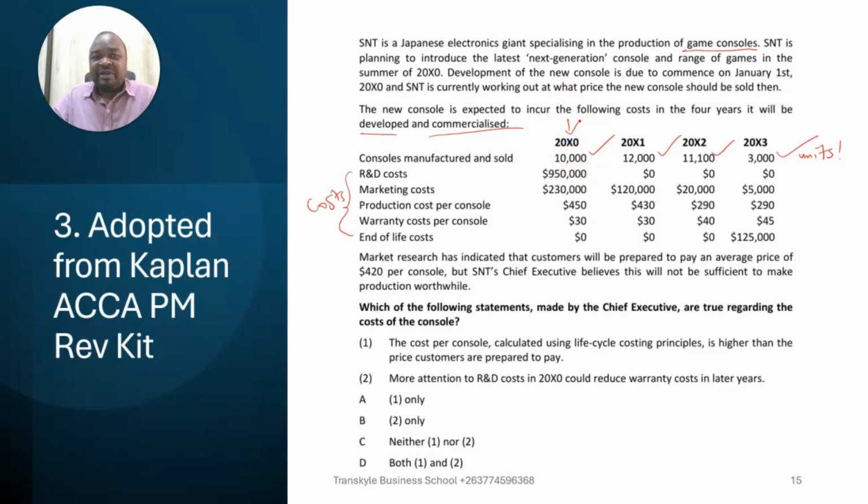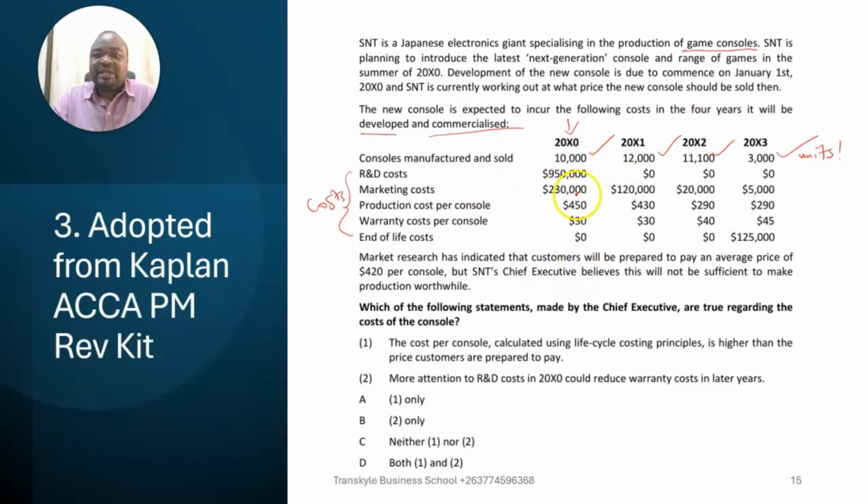In the pre-launch phase, that is 20x0, this is the initial stage of the production of the item. That's when we are going to do the research and development of the product. And then from this, we are going to have about 10,000 which are manufactured in that particular year, and then we move on to other years.